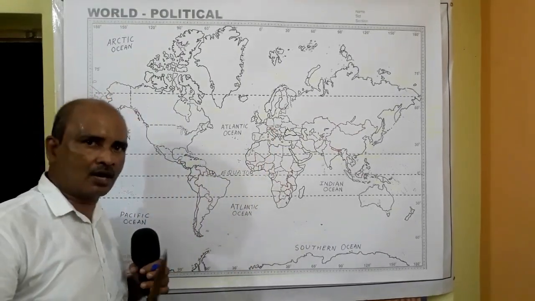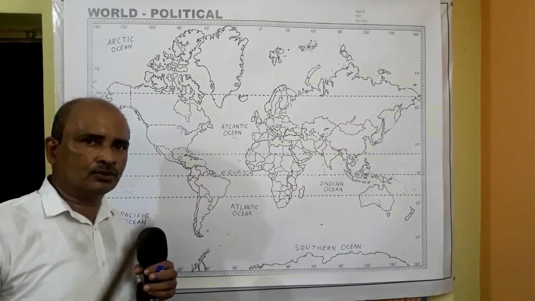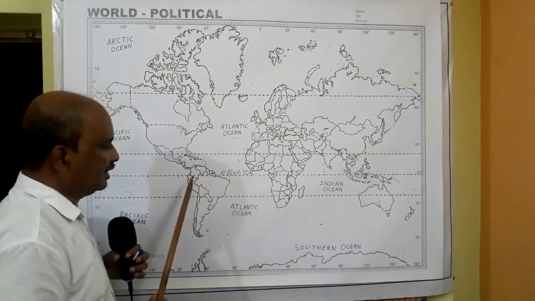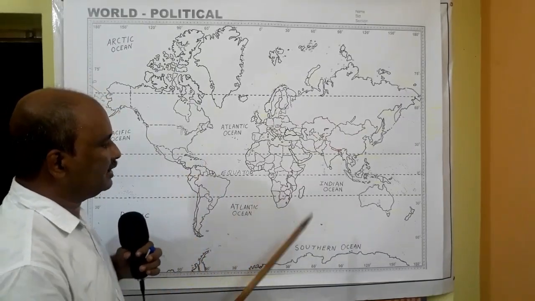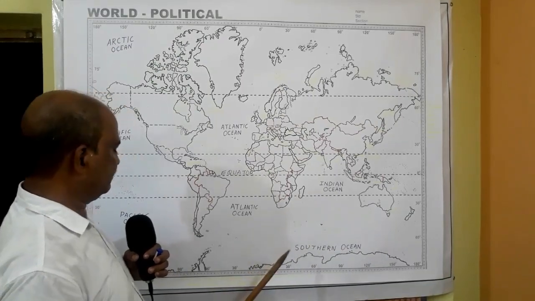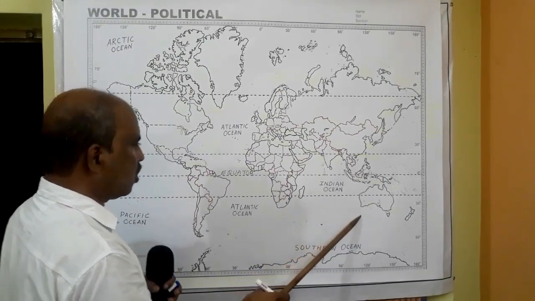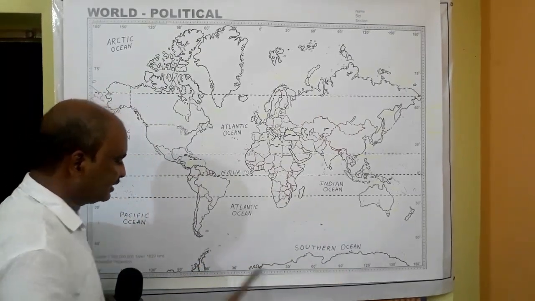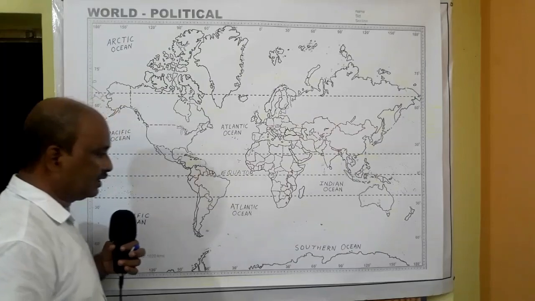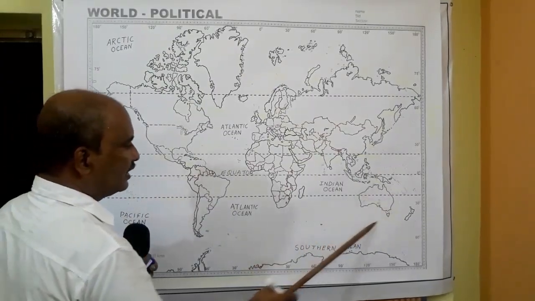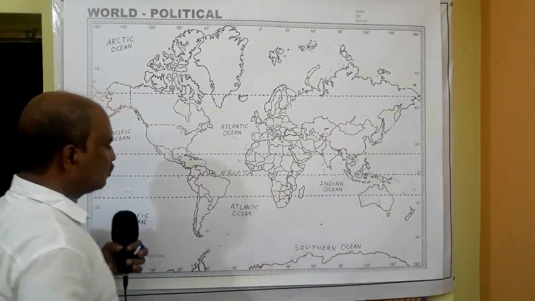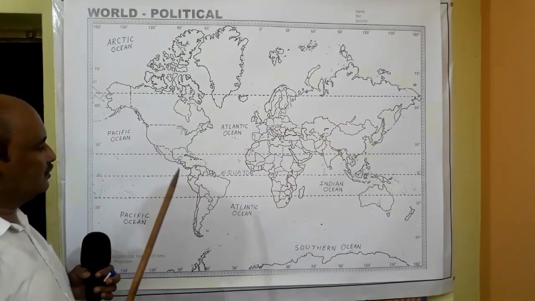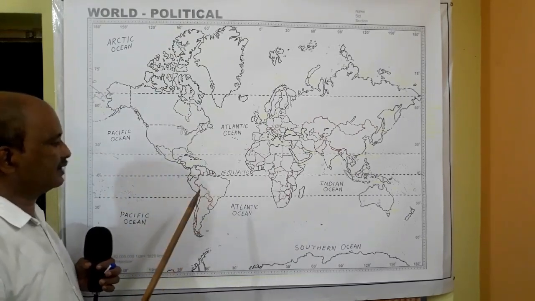So here I am talking about if we divide the earth into northern and southern hemisphere, then the continents which are completely in the southern hemisphere are Australia and also Antarctica. So Antarctica is completely in the southern hemisphere, and Australia is also in the southern hemisphere. Now let us see what about the other continents.